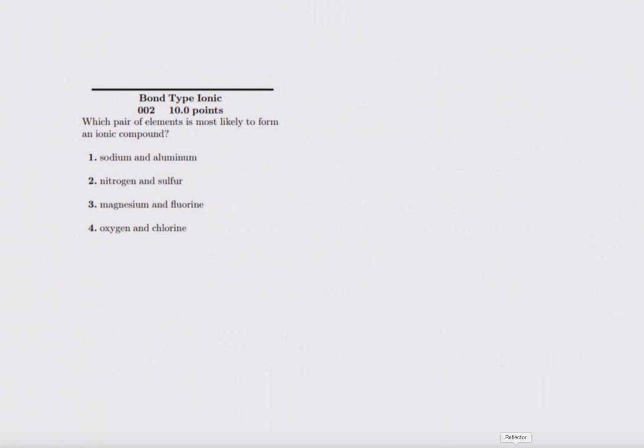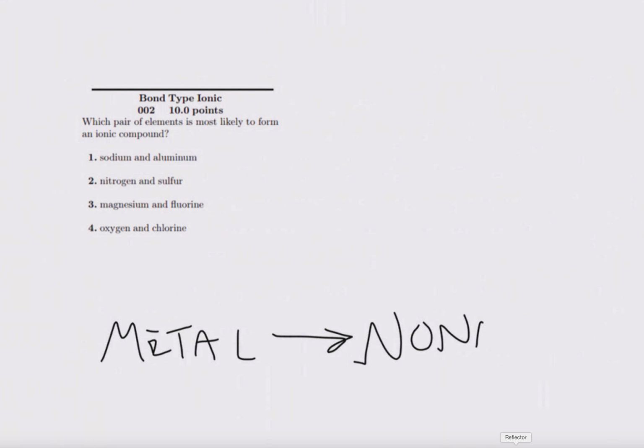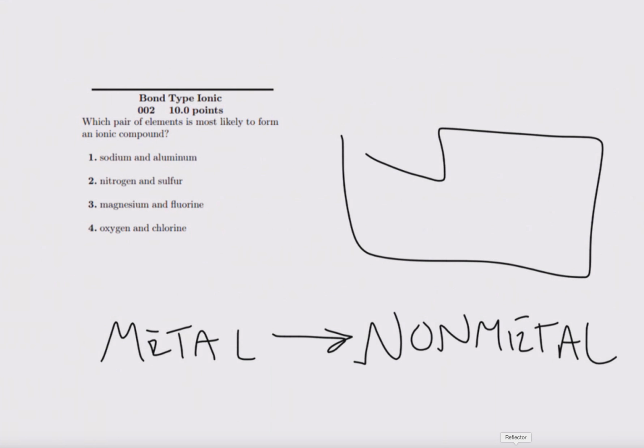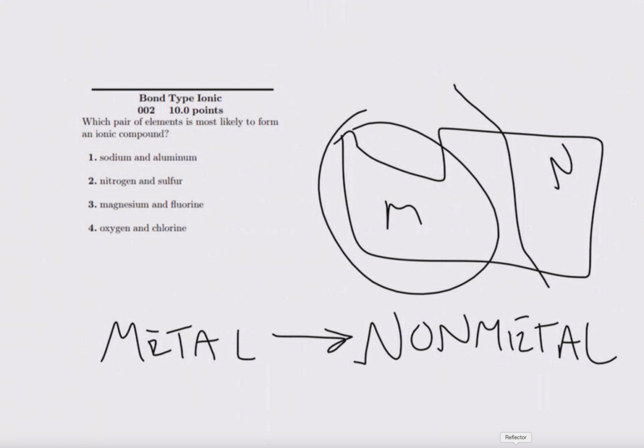Which of these elements is most likely to form an ionic compound? Ionic compounds are formed when a metal bonds with a non-metal. So you've got one element from the left-hand side of the periodic table, metals. Non-metals are in the upper right, so you've got one metal, one non-metal. Those are generally going to form ionic compounds.